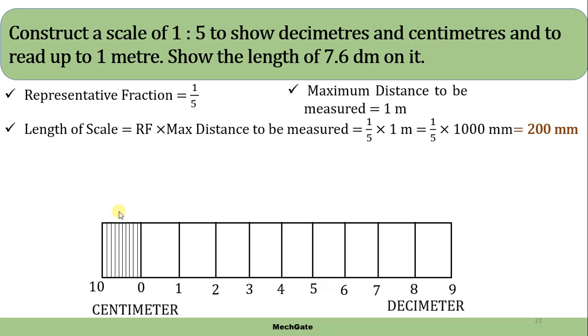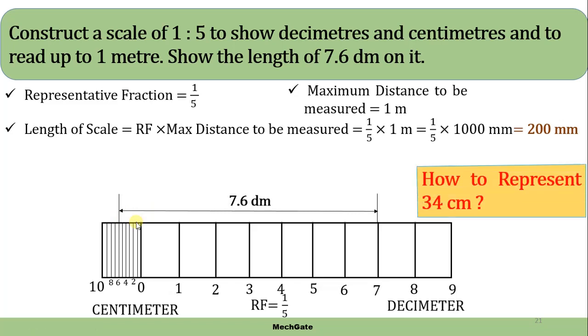Let's write the RF below the scale. RF is equivalent to 1 by 5. This is our complete plane scale ready to be measured. Let's show the length of 7.6 decimeter on it. So 7 decimeter is over here. 0.6 decimeter is equivalent to 6 centimeter. So 6 centimeter is over here. Let's draw the end line and join and represent 7.6 decimeter on it.